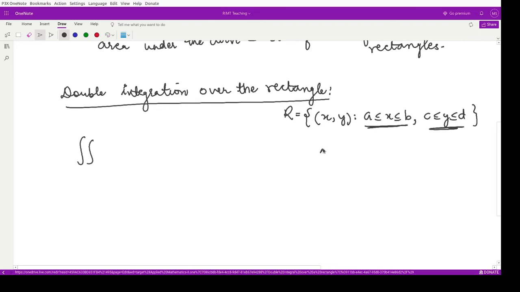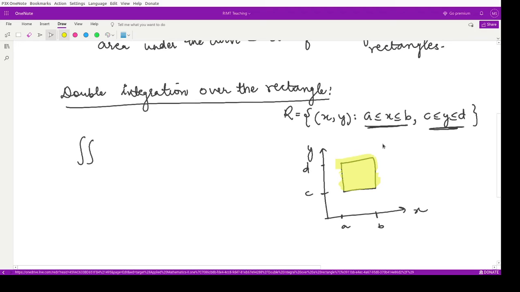So what is your region? Say this is your y-axis and this is your x-axis. Here is the point A, here is the point B, here is the point C, and here is the point D. So what would be your region? Your region would be something like this. So this is the given rectangle, and over this particular region you are to calculate the integration, right?